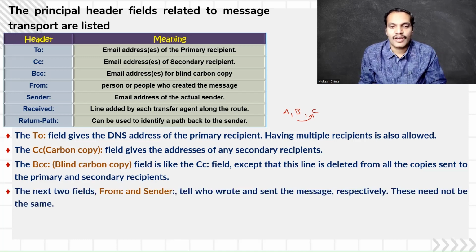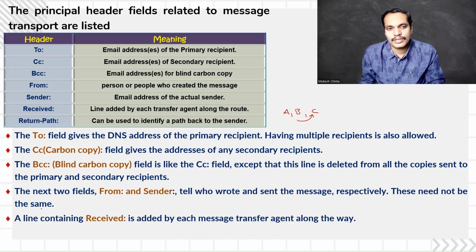The next two fields, from and sender, tell who wrote and who sent the message respectively. Of course, these need not be the same, and sometimes it might be the same. So if I give the message to my assistant and ask them to send it, the from will be the person who created the message, and sender is the actual sender. So from will be my name and the sender will be my assistant's name, isn't it?